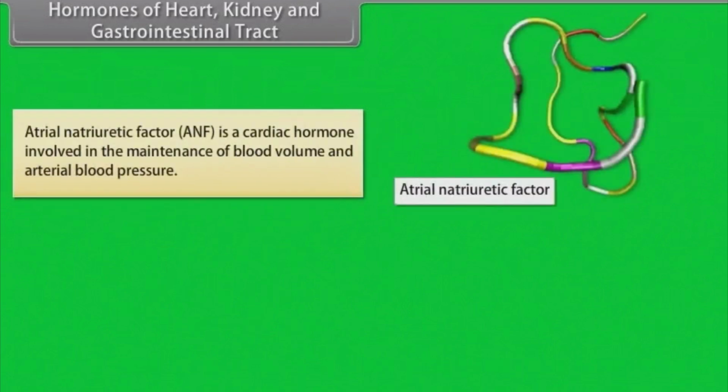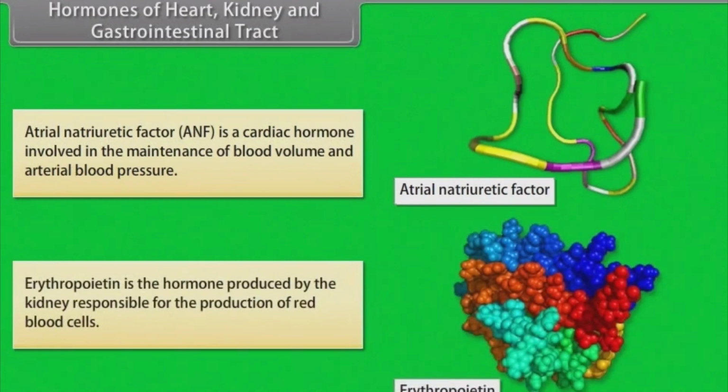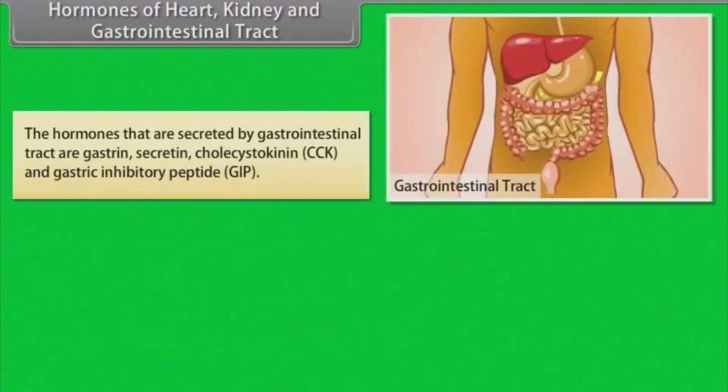Hormones of the heart, kidney, and gastrointestinal tract. Atrial natriuretic factor, ANF, is a cardiac hormone involved in the maintenance of blood volume and atrial blood pressure. Erythropoietin is the hormone produced by the kidney responsible for the production of red blood cells. The hormones that are secreted by the gastrointestinal tract are gastrin, secretin, cholecystokinin (CCK), and gastric inhibitory peptide (GIP).